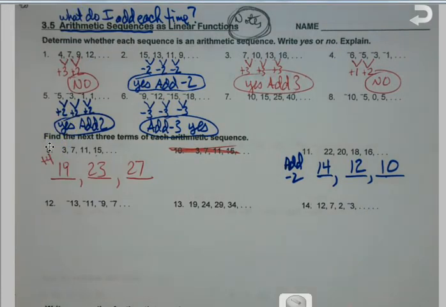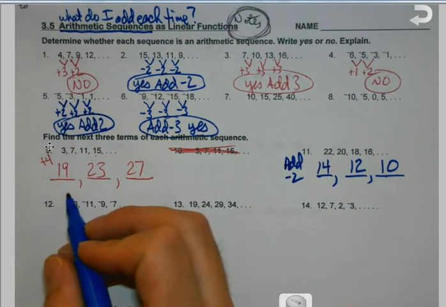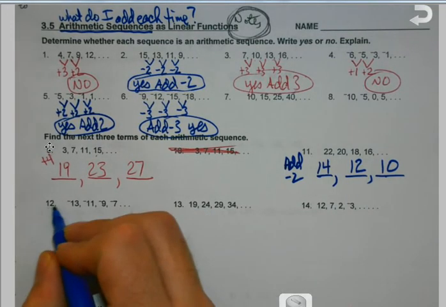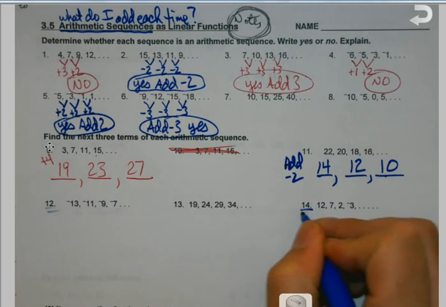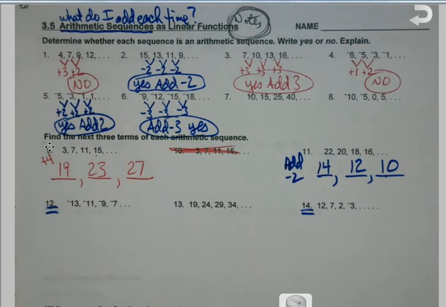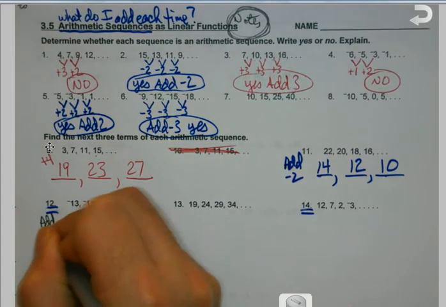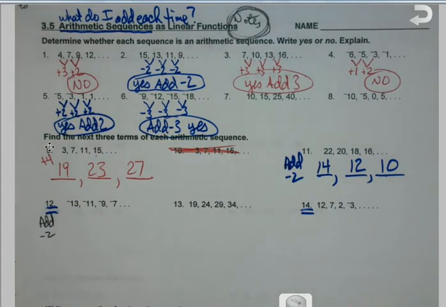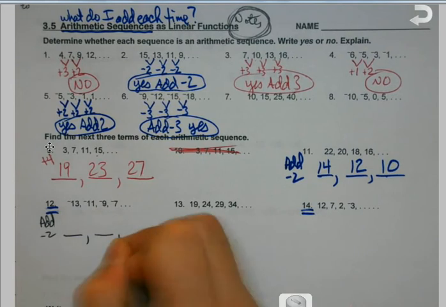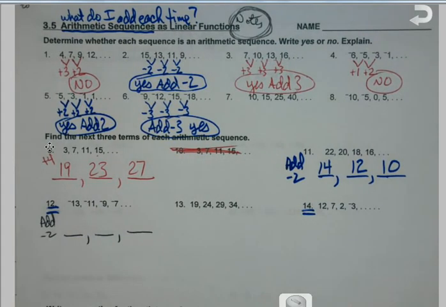So let's find another one that might play that way a little bit. Let's look at 12 and 14, and then I got one more part we want to look at on here, and then we'll be good. What's my pattern on 12? What am I doing each time? Minusing 2. We're adding negative 2, okay? And again, you can look at it either way.